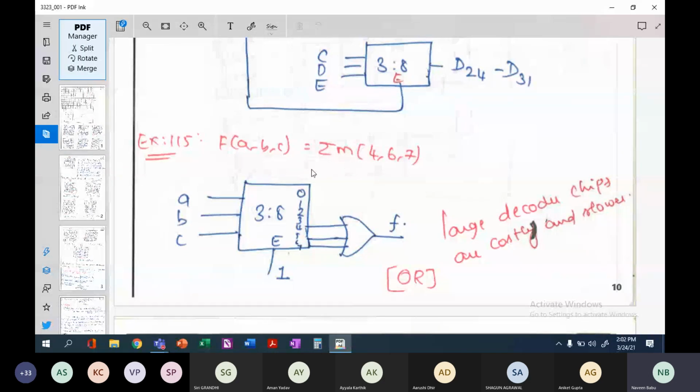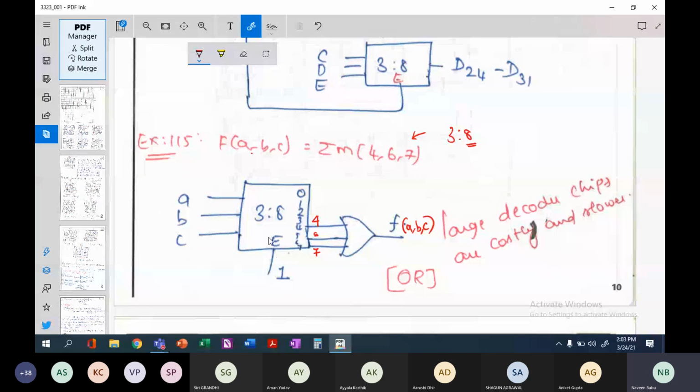Number one, you have to implement this given function using a decoder. Since you are having your minterms till 7, you have to obviously use a 3x8 decoder because you will have 8 output lines here. So this is how you implement: output 4, 6, and 7 ORed together. You will be able to implement this function f(a, b, c).